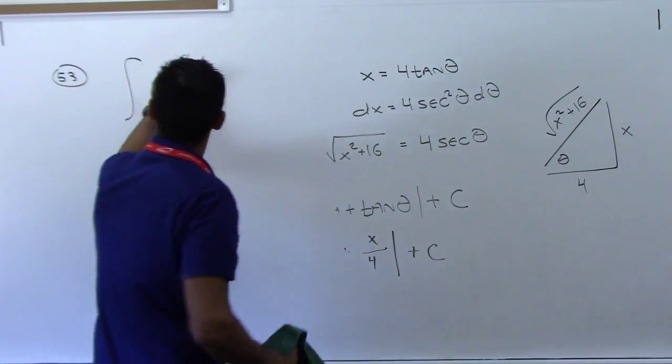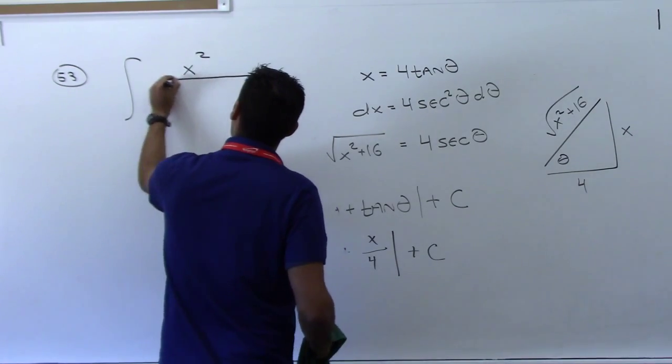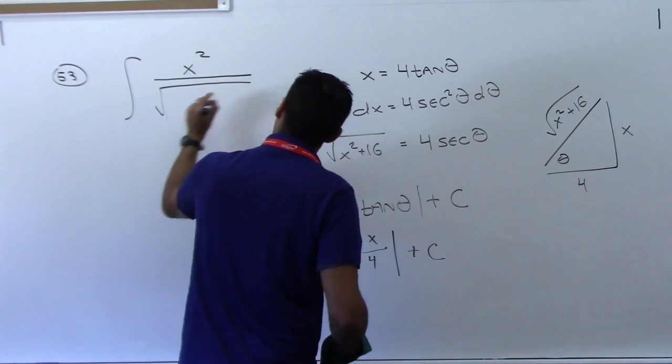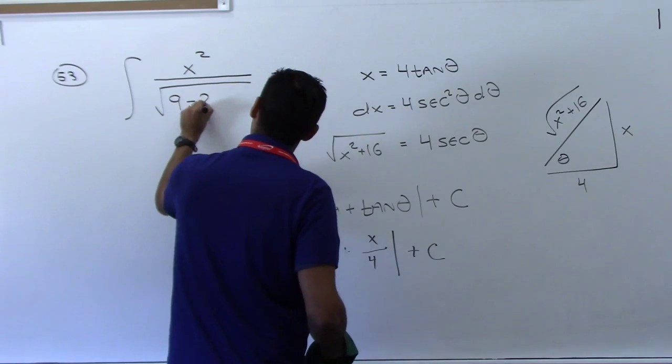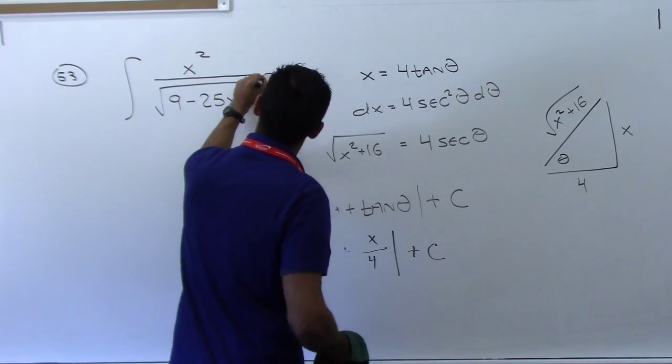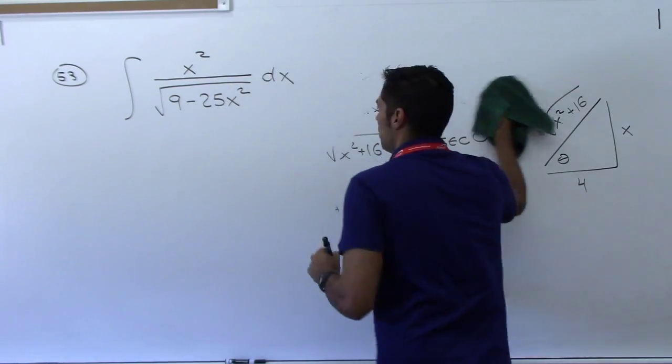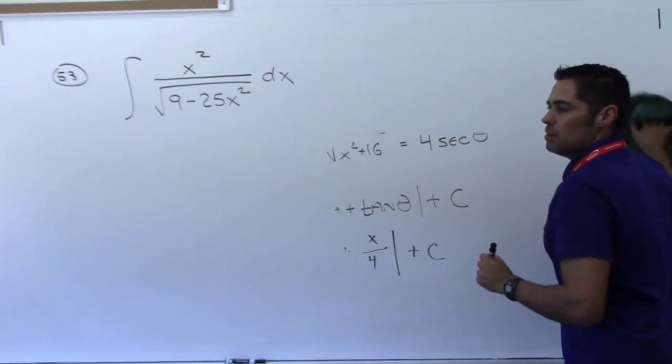X squared over square root of 9 minus 25 x squared dx. Is that right? Is that what's there? Yeah?